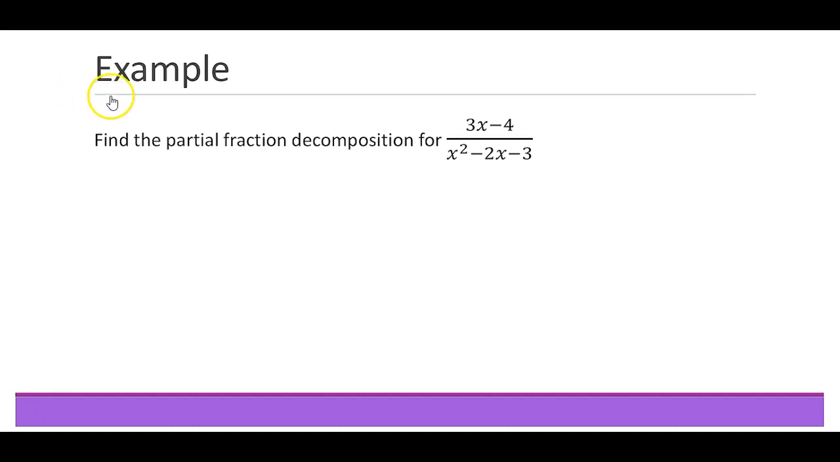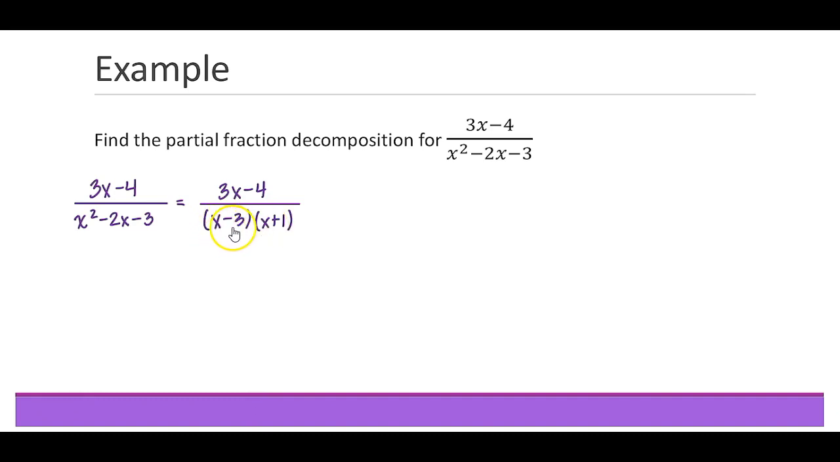Let's jump into our first example. We want to find the partial fraction decomposition for 3x minus 4 all over x squared minus 2x minus 3. I'm going to start by rewriting the rational expression 3x minus 4 over x squared minus 2x minus 3. And the next step is going to be to factor the denominator if it isn't already factored. So here my denominator is going to factor to x minus 3, x plus 1.